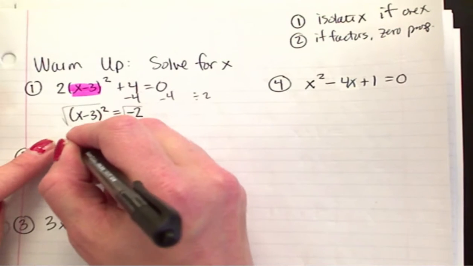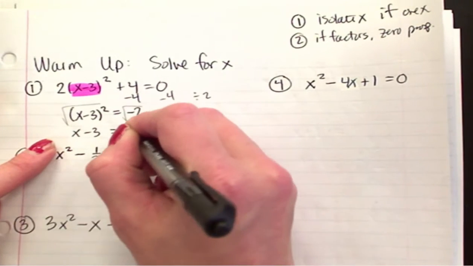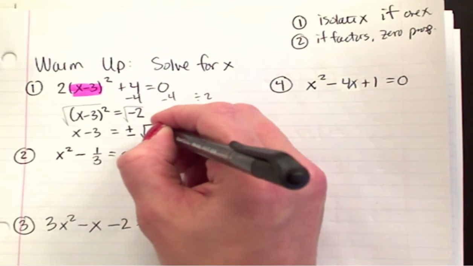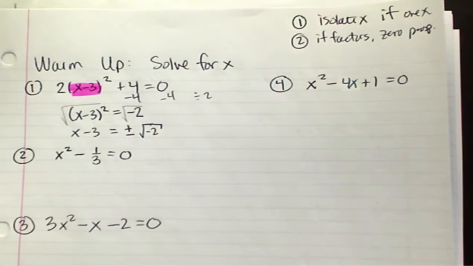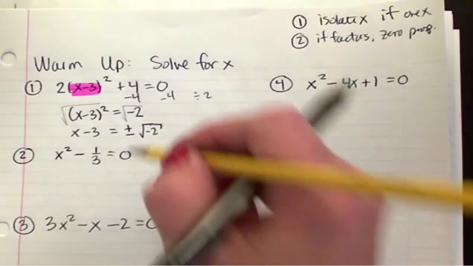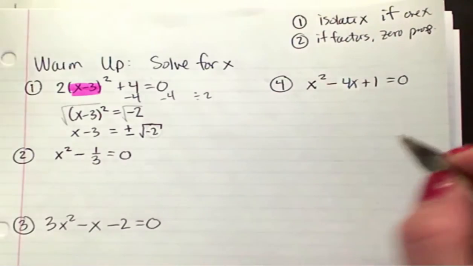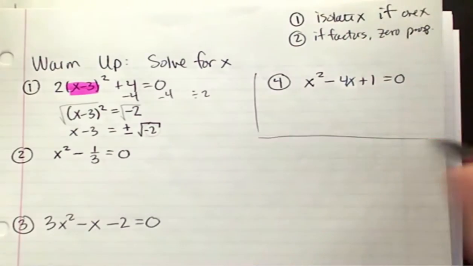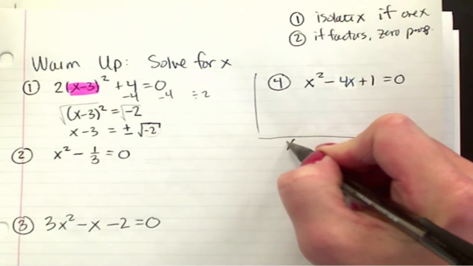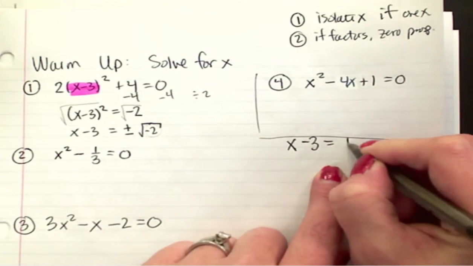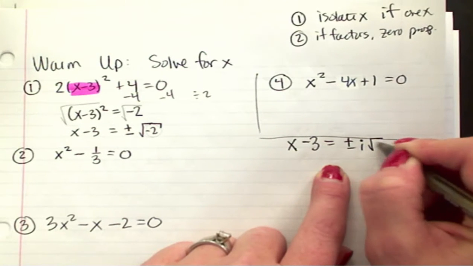And I get x minus 3 equals plus or minus square root negative 2. And then I stop. And I'm like, okay, I have a radical. Is that the way I want to leave my radical? No, it's not simplified. So we're going to get x minus 3 equals plus or minus i root 2.